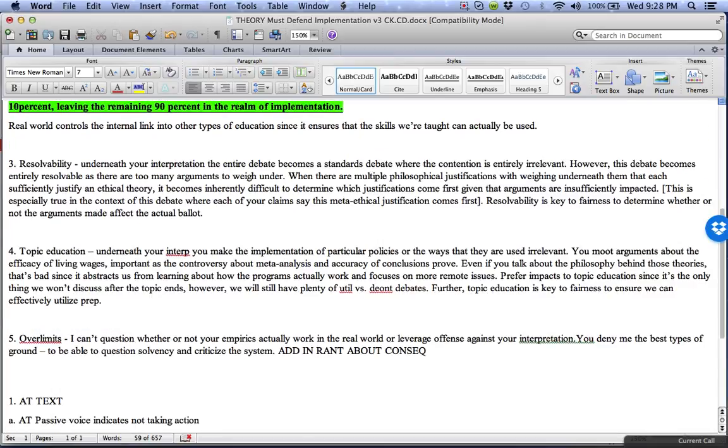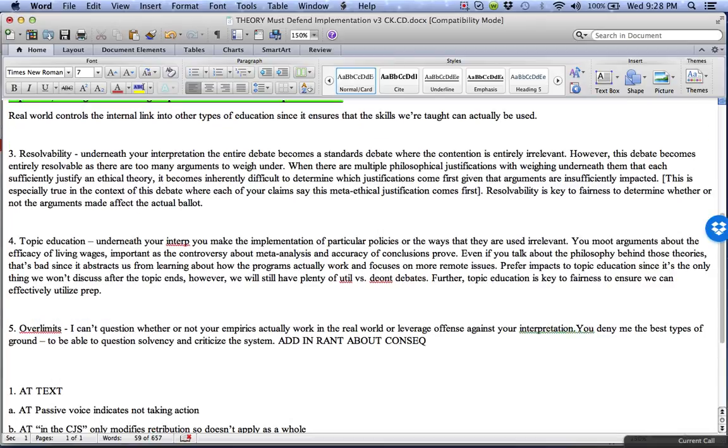Now, the fourth standard is topic education. Underneath your interpretation, you make the implementation of particular policies or the ways that they are used irrelevant. You move arguments about the efficacy of whether or not we would actually implement autonomous medical decisions, which is important as the controversy about meta-analysis and accuracies of conclusions proves, especially on the abortion debate and on the euthanasia debate. Even if you talk about the philosophy behind those theories, that's bad, since it abstracts us from learning about how the programs actually work and focuses on more remote issues. Prefer impacts to topic education since it's the only thing that we won't discuss after the topic ends.